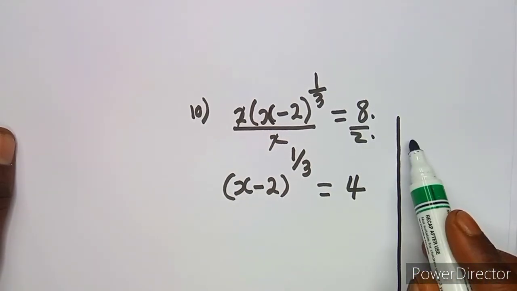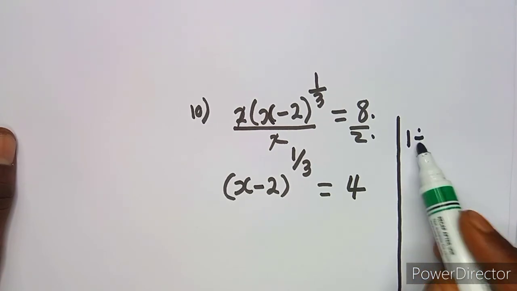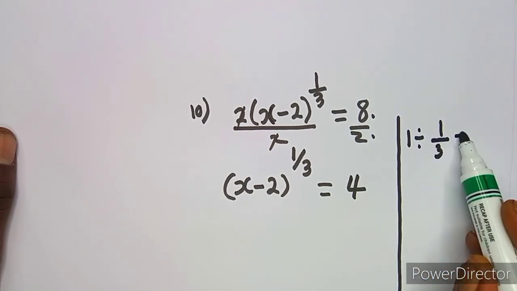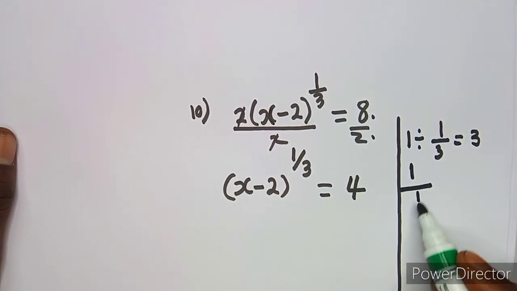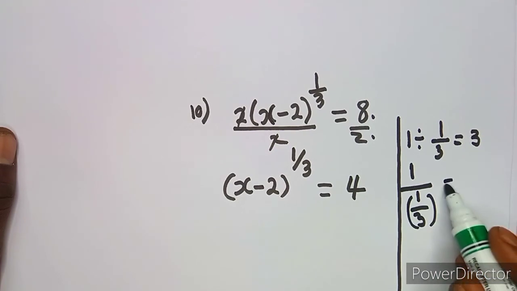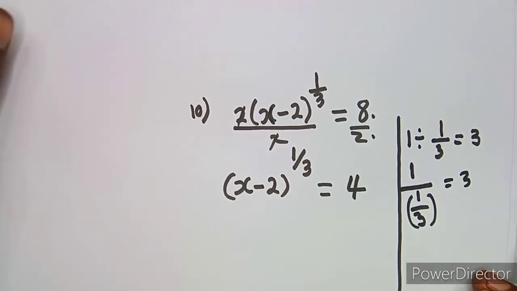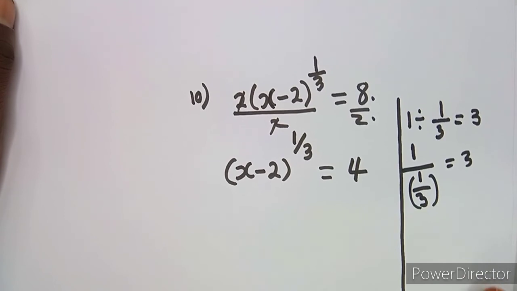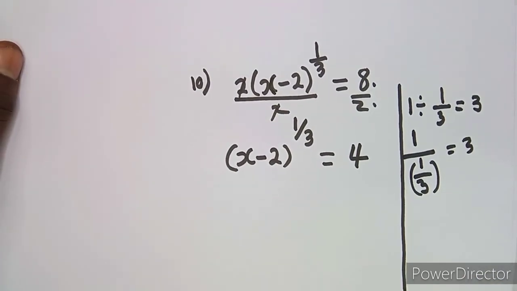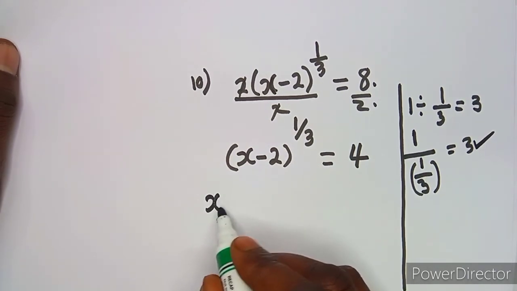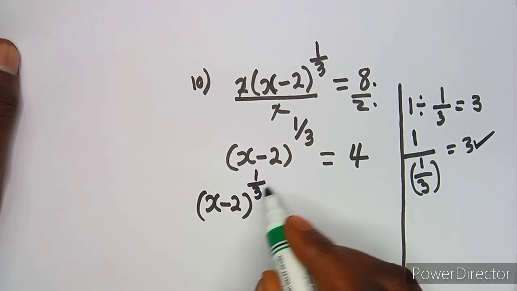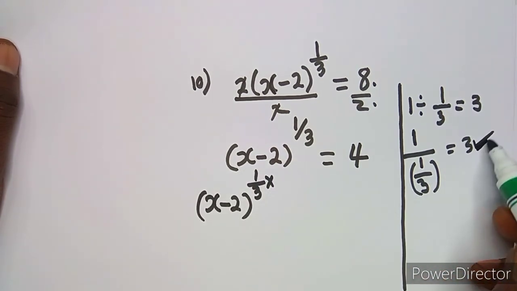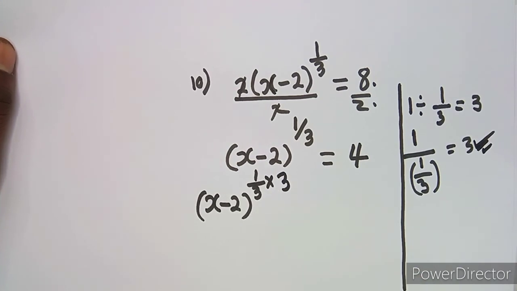Okay, and what is the inverse of 1 over 3? We said you're going to divide 1 by 1 over 3, which is going to give you a 3 from your calculator. So that's how you find the inverse: 1 divided by that number that you want to find its inverse. Since my inverse is 3, I'm going to multiply x minus 2 to the exponent of 1 over 3 by the inverse, which is 3. So you're going to multiply by the inverse.